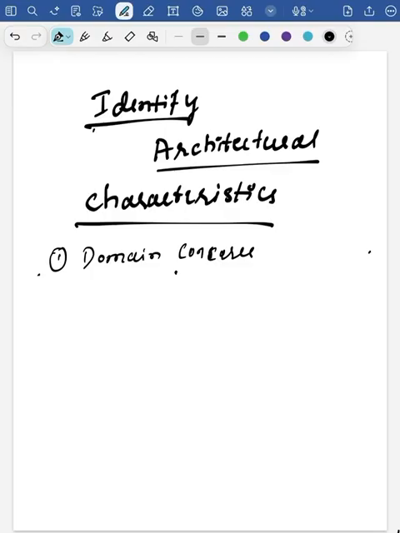If the system itself is not having the expected functionality, then performance is irrelevant, right? So these are all the derived architectural characteristics, right? Again, the stakeholder is not explicitly saying this. The domain concern is not explicitly saying this.